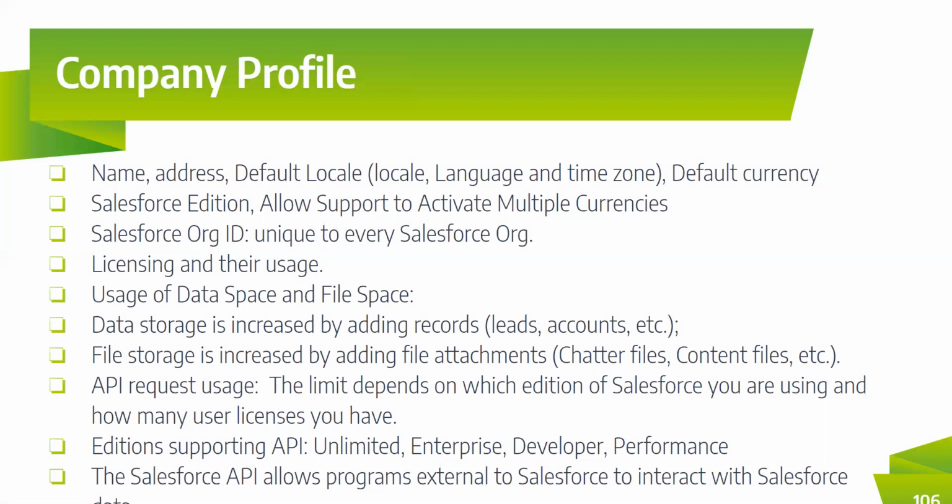As I have already discussed, the Salesforce organization ID is a 15-digit unique ID, and it is unique to every Salesforce organization. Followed by that, you have licensing and their usage. For example, we are going to use a Salesforce license, and for us they have given only 2 licenses. How many licenses you have used and how many remaining licenses are available, we are going to see all those details.